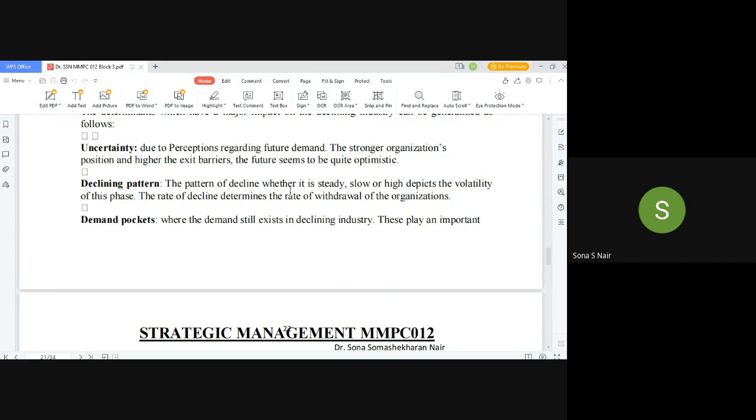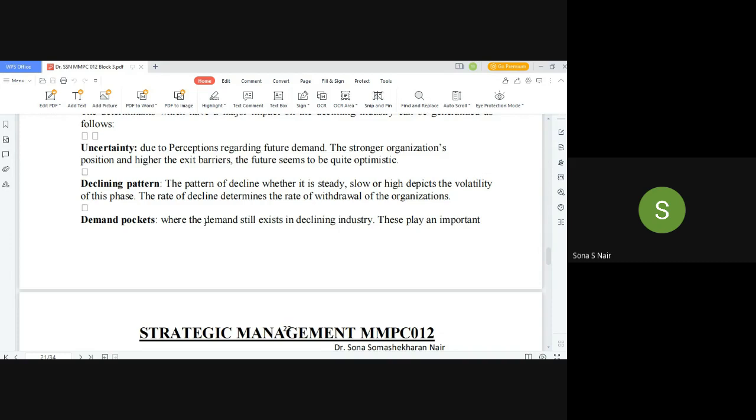Declining pattern. If the pattern of decline is steady or slow, then the rate of withdrawal of the organizations will be okay, right? But if the pattern of decline is very fast and high, in the sense that it declines very fast, then there's going to be a lot of tension in the industry.